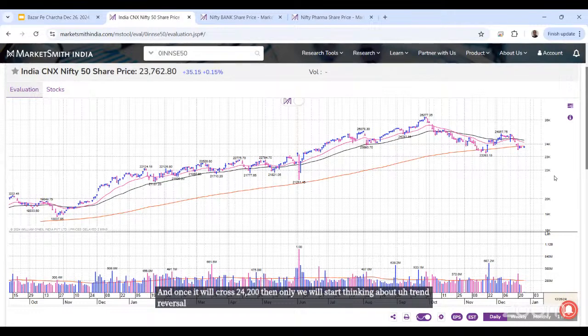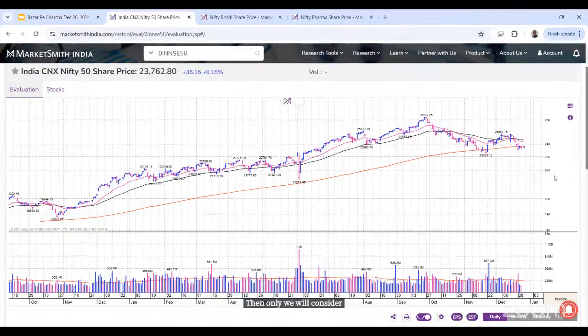But for a clear-cut trend reversal, the index must cross and hold around the 25,000 level, 24,900 to 25,000 kind of levels. Then only will we consider it a clear-cut trend reversal, otherwise not.